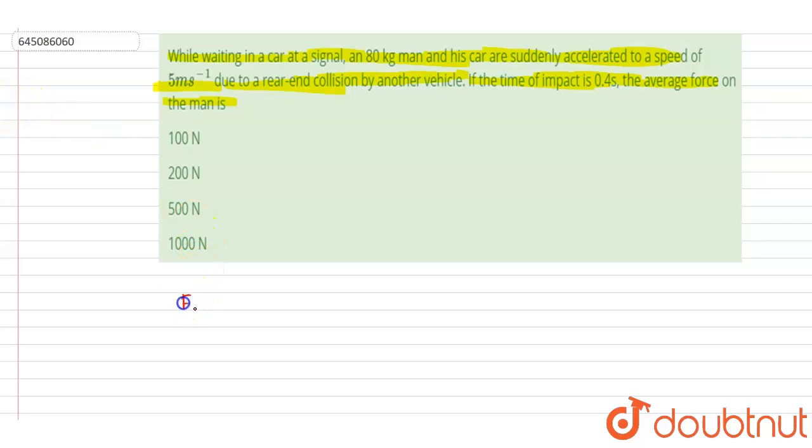So if I write down the average force, it is equal to the change in momentum by change in time. So if you see here, the mass is unchanged, right? So I will write it as mass times change in velocity by change in time. So if you see the change in velocity, initially they were at rest, right? And finally they start moving with 5 meter per second. So I will write 5 minus 0, it is 5 meter per second. This is the change in velocity. Change in time is already given in the question, it is 0.4 second.